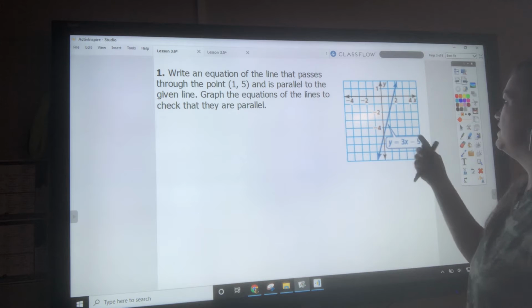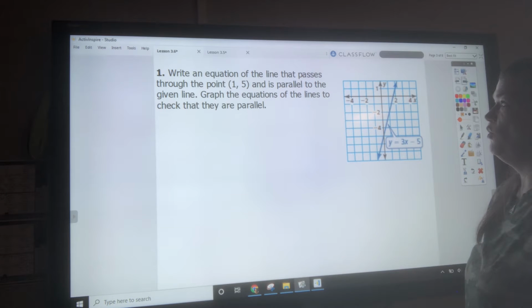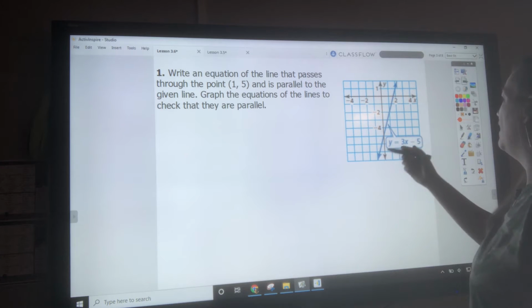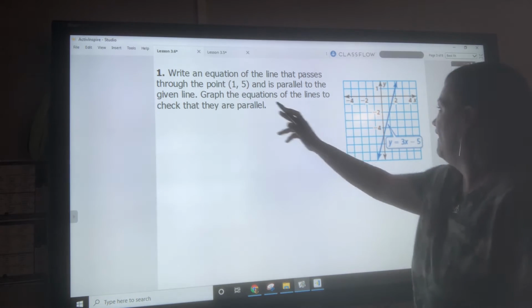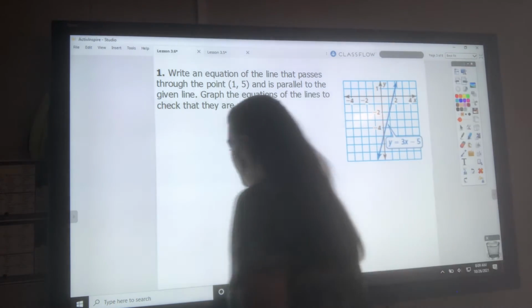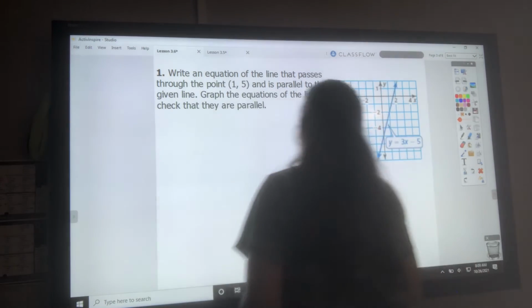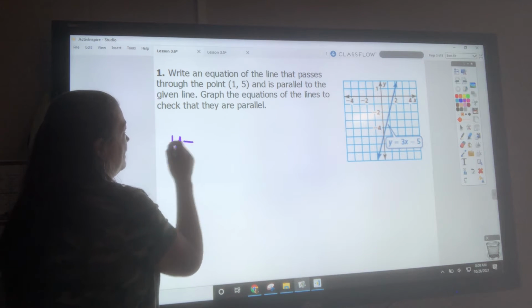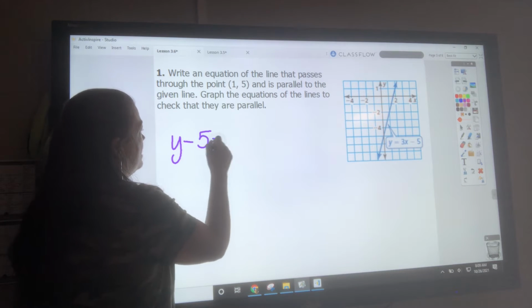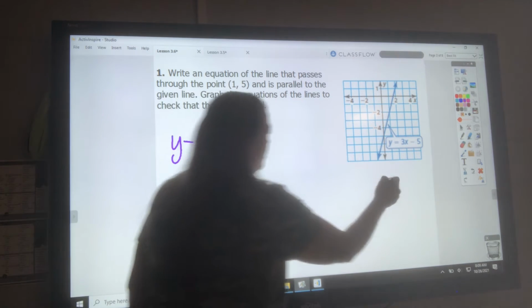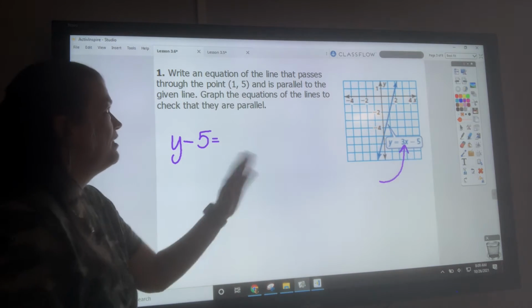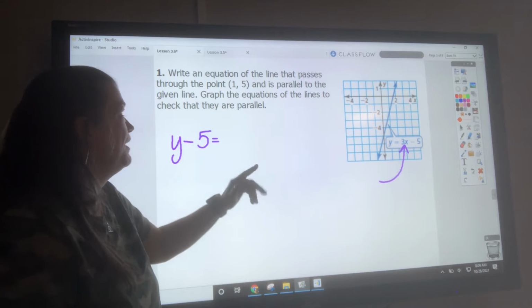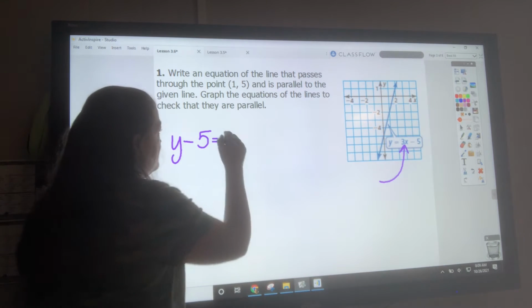Okay. Write an equation of a line that passes through the point (1, 5) and is parallel to the given line. Since it's already on the graph, either way, I've got the point (1, 5) and the equation. So let's just follow the same rules. We're going to use our point-slope form, y minus the y value equals the m value, which is the slope from this equation. Do we want it to be 3 for parallel, or -1/3 for perpendicular? Well, it's parallel, so we're going to keep it exactly the same.